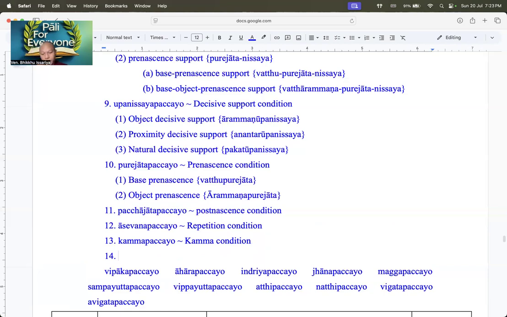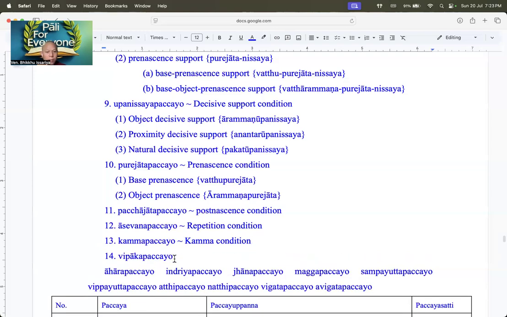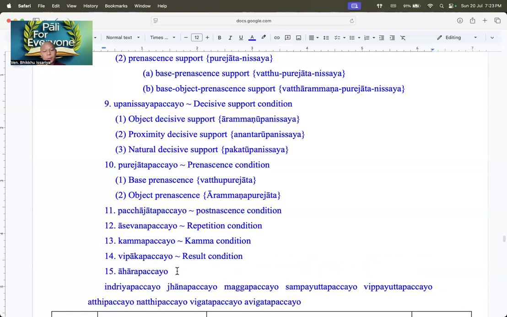And then the next is result. Sorry, Vipāka. Vipāka is actually result. So Vipāka Paccaya, result condition. And then after that, Āhāra, nutritive essence. So that is nutriment condition.